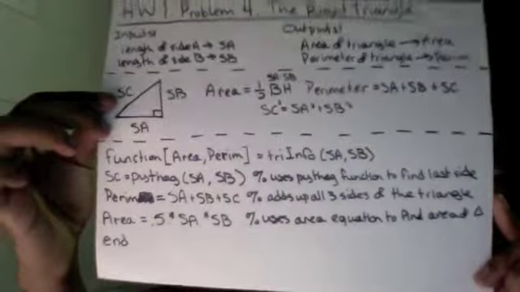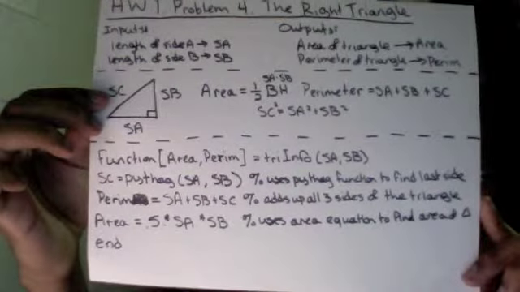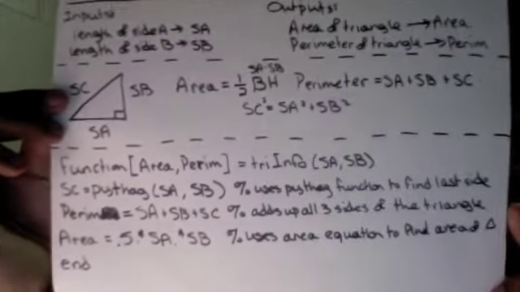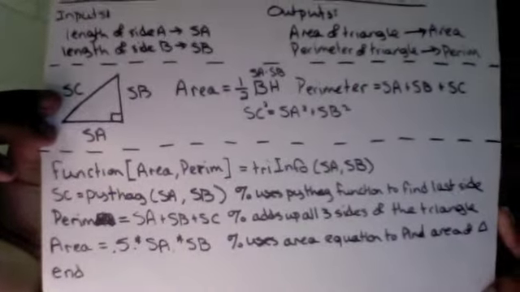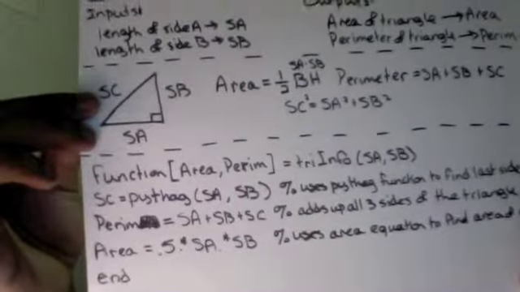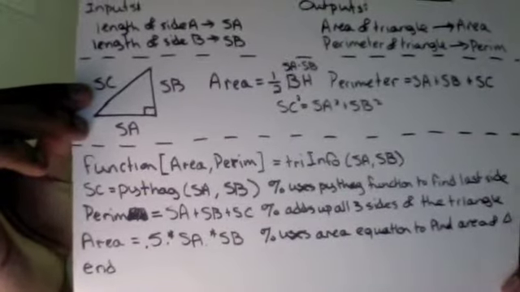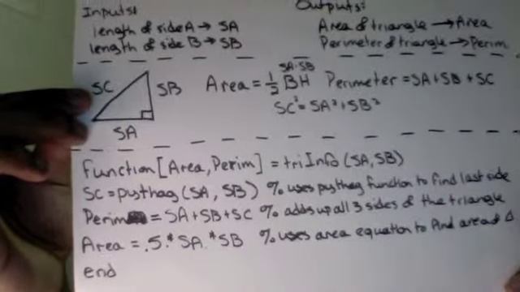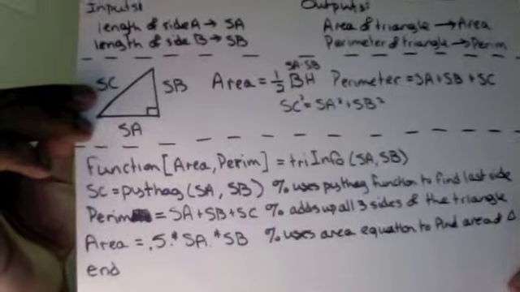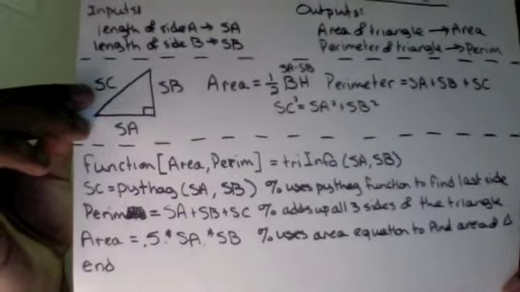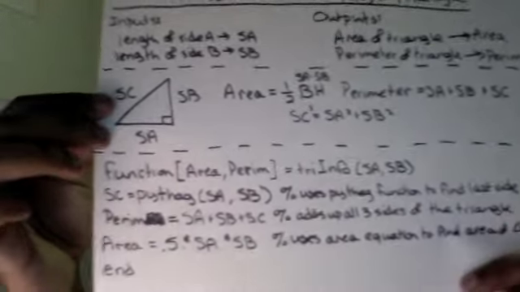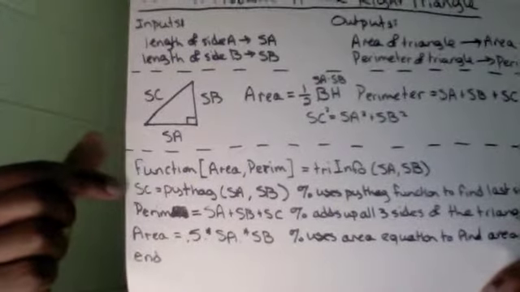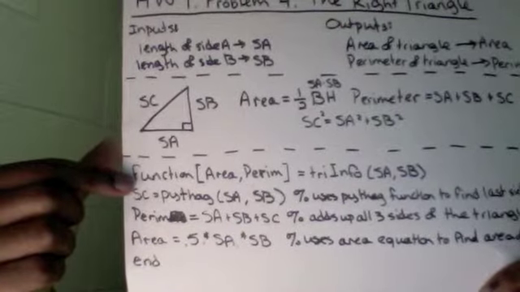While once again the Pythagorean theorem would be side C squared equals side A squared plus side B squared, just like in the last problem that we did. In going down to write out the actual function, you have function, outputs area and perim, equals function name try_info, and inputs SA and SB. So moving on to our first step in the problem, we have side C equals Pythag of SA and SB.